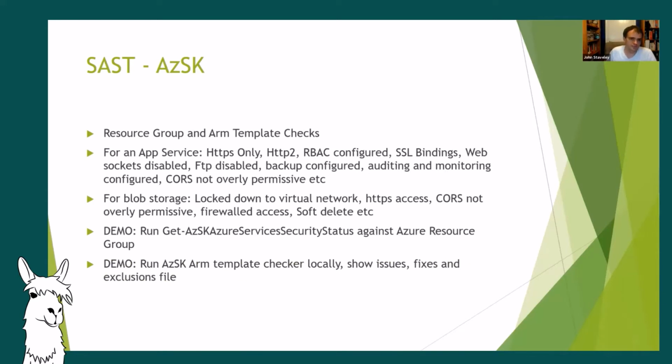So first up, you can check the resource group and ARM template checks. For an app service, for example, it will check that you're using HTTPS only. That's rather obvious. HTTP2, you've got RBAC configured, SSL bindings, WebSockets disabled, FTP disabled. A lot of things that are best practice, secure by default. For blob storage, it checks you're locked down to a virtual network, you've got secure access, CORS is not overly permissive, it's got firewall access, soft delete for availability in case of malicious deletion, that kind of thing.